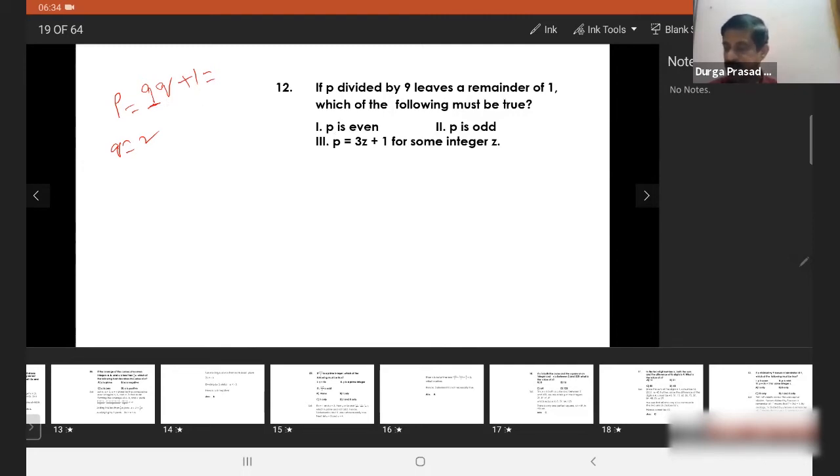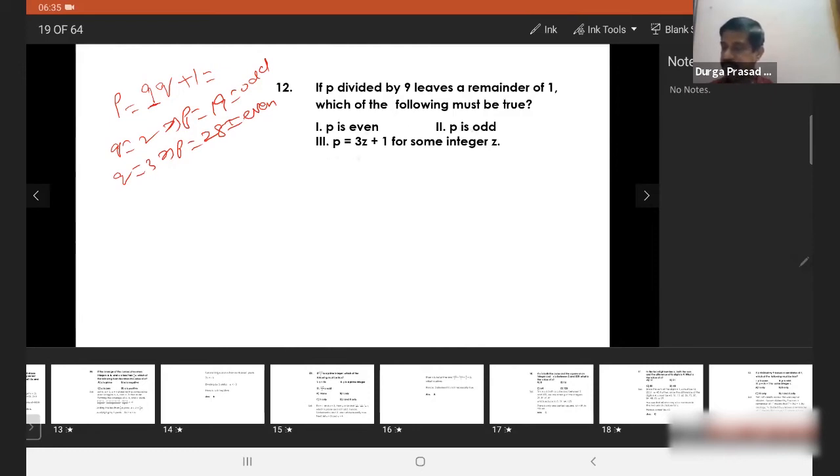So p need not be even all the time. It can be even or it can be odd depending on the value of q. If q is 2, p is what? 18 plus 1, 19. This is odd. If q is 3, p is 27 plus 1, 28. Even, right? So p can be even and p can be odd. Therefore, this is wrong. This is also wrong.